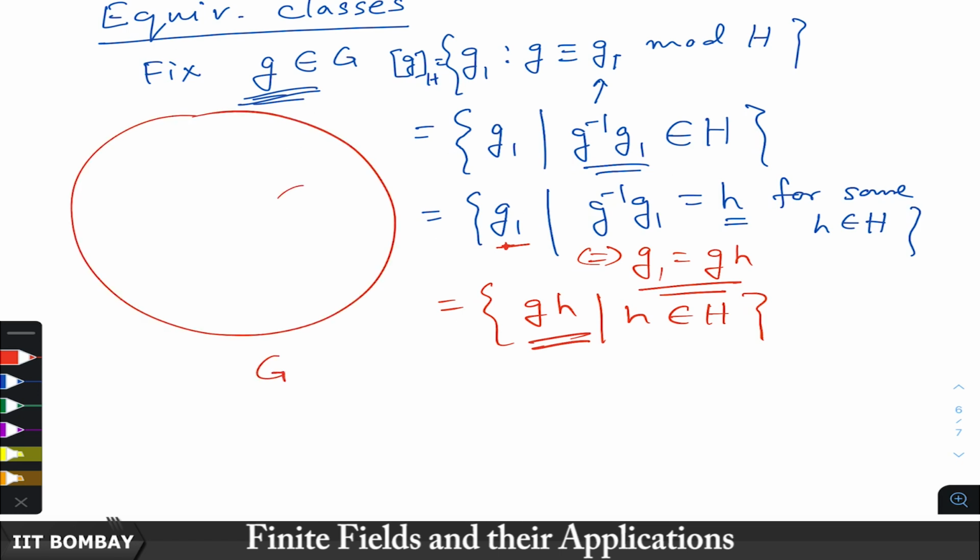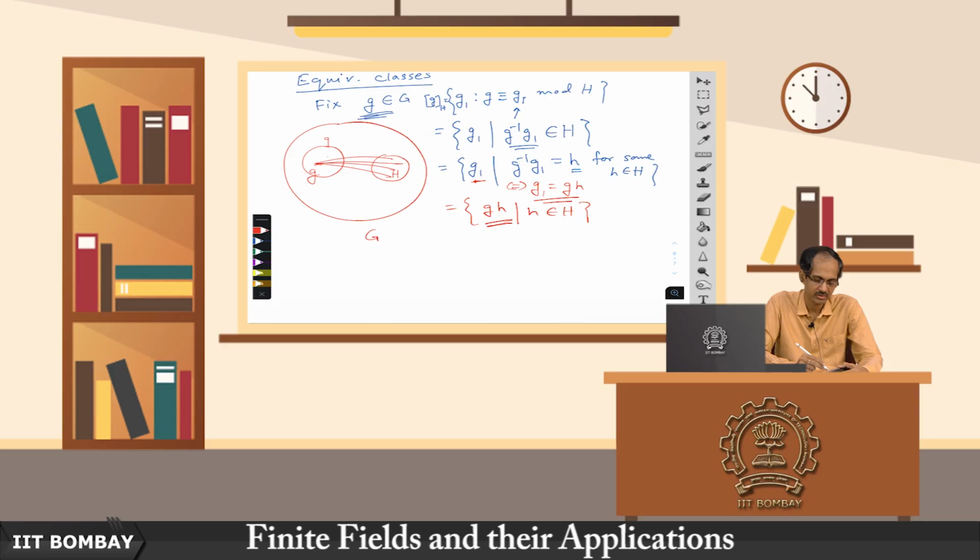So, what does it mean? It means that we have this G, you have H here, and you have an element g here, anywhere, it can be inside H, it can be outside H. You do left operation with every element in H and you get a set, and that set is this set, because it is the left coset of g, it is gH. Okay. And that is the set of elements to which g is congruent modulo capital H.